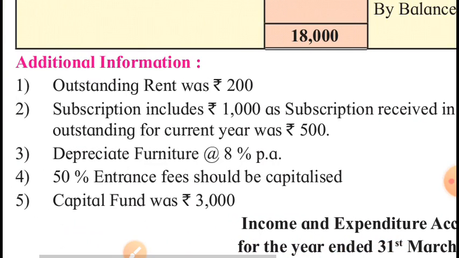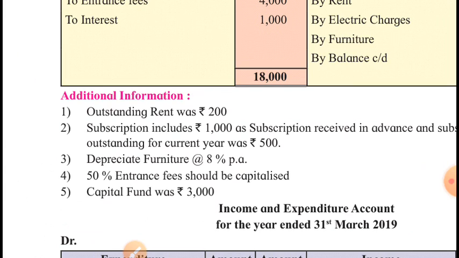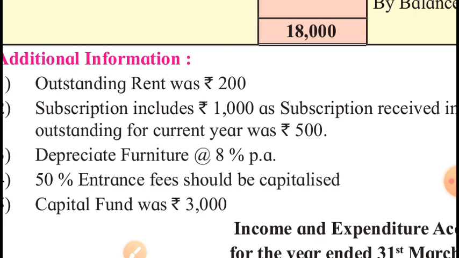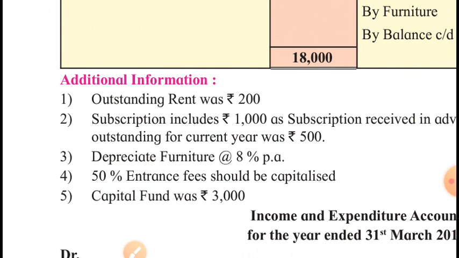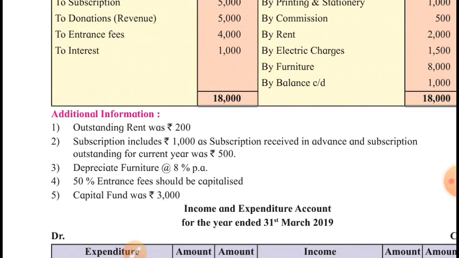And subscription outstanding for the current year was 500. Means for the current year subscription of rupees 500 is yet to be received. Means this is accrued subscription. This amount should have been received by the concern but not yet received. It's what? Accrued subscription. Here it is called outstanding subscription. Anyway, this subscription belongs to this year. That is why this subscription will be shown on the income side. Better it will be added to the subscription received for the year, plus to be received.